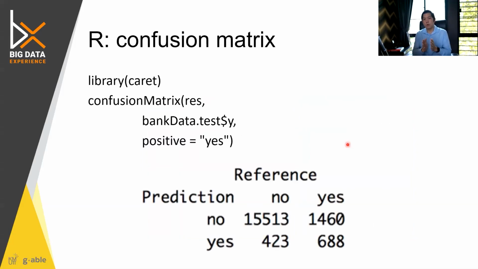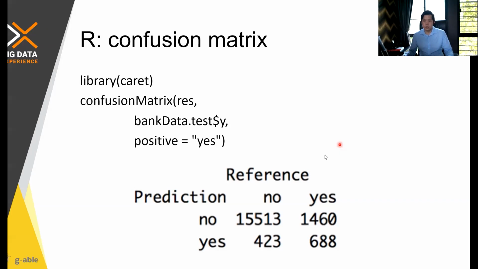Okay, so how do we create this confusion matrix? You can do it by hand actually. Okay, so if you take a look at res here, these are the predictions. Now if we take a look at the variable bank data test and variable y, these are a vector or an array of yes and no as well, right? So how do we create the confusion matrix? Let me show you.